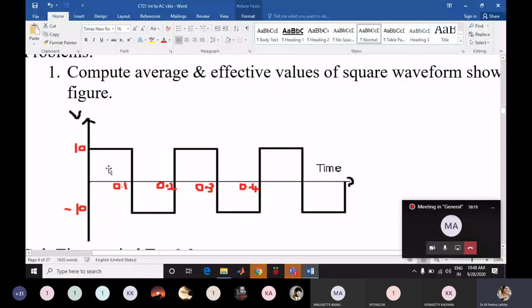Okay, so this is the positive part and this is the negative part. So 0.1, 0.2, 0.3, 0.4. So 0.2 is the time period. Okay, so all of you write tau is equal to 0.2 seconds. Then identify how many different lines are there from 0 to 0.2. Yes, how many lines are there?